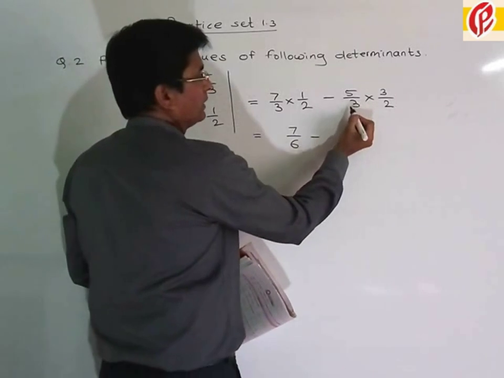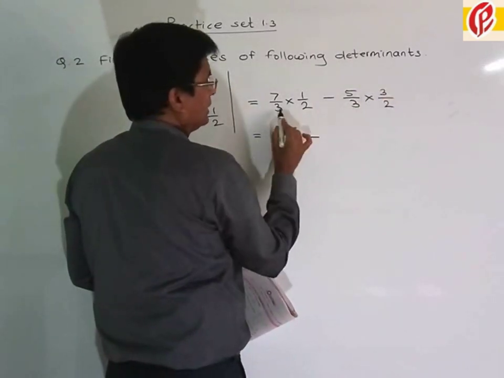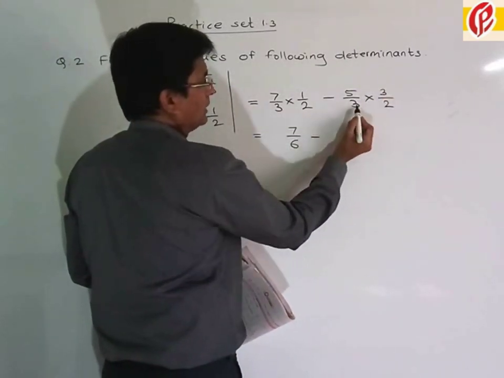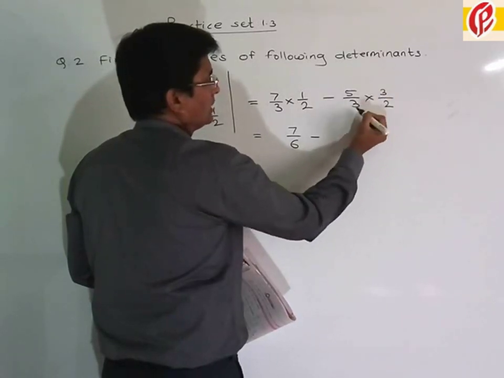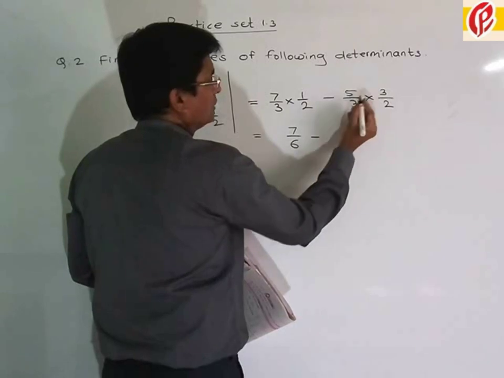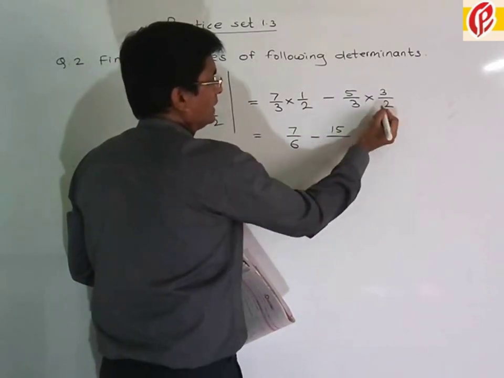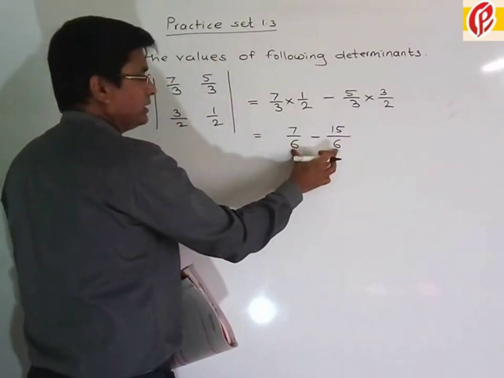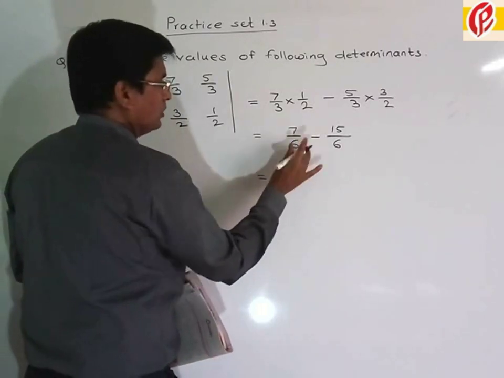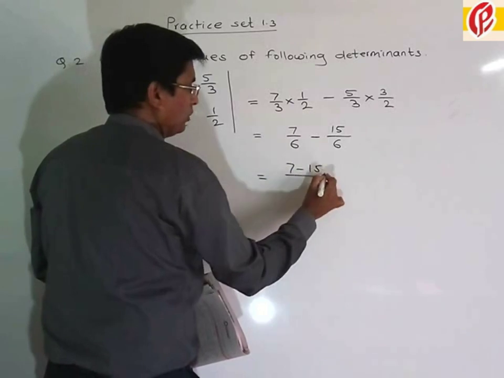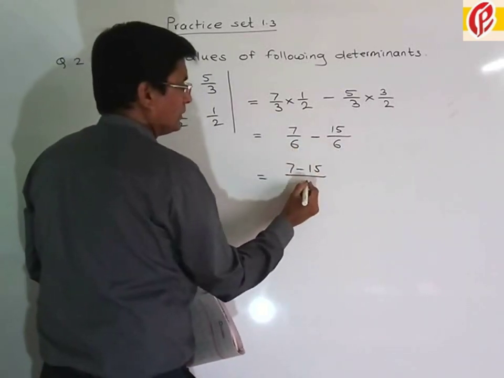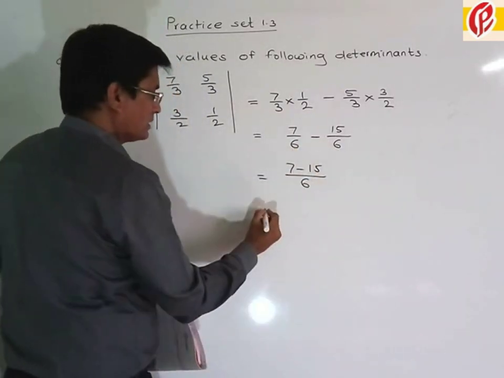Minus, here you can cut this 3, but here the denominator is 6, and here also you will get the denominator 6. 3 twos are 6. So I will not cut this number. So 5 threes are 15, and 3 twos are 6. So we get the same denominator. So I will write the 7 minus 15 upon this common denominator, that is 6.